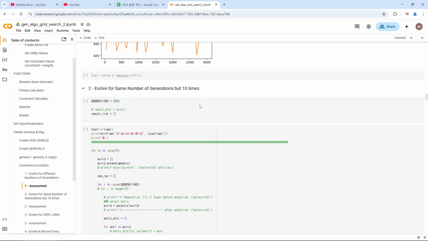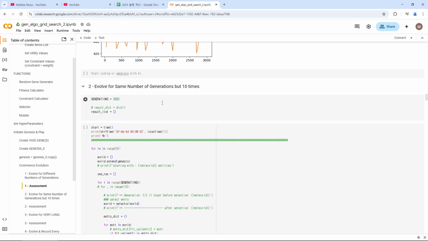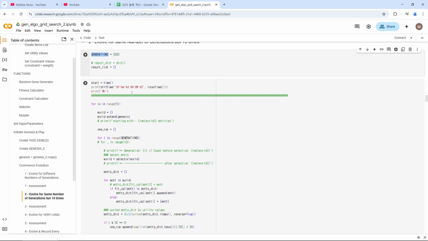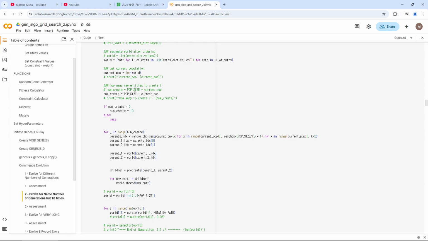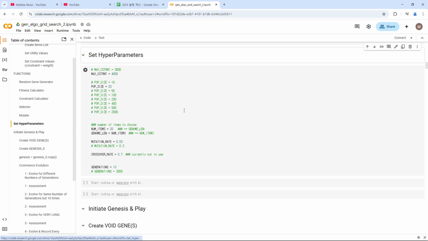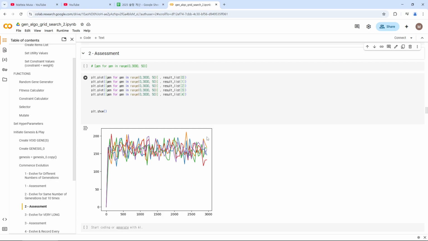So we go on to the next one, where we evolve for 3,000 generations with 20 in the population. Is it just 20? I don't know. Yeah, well, it could be. And this is what happens.